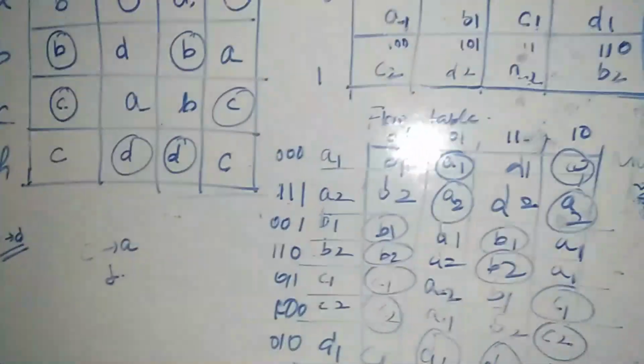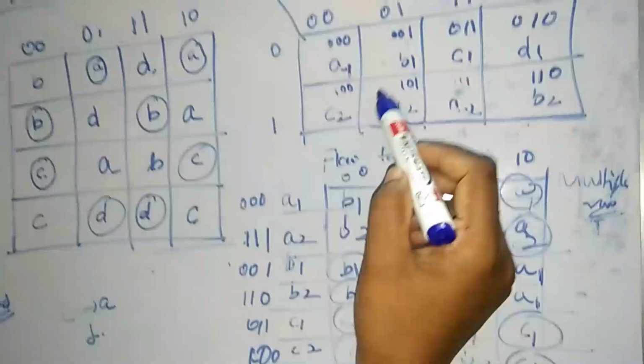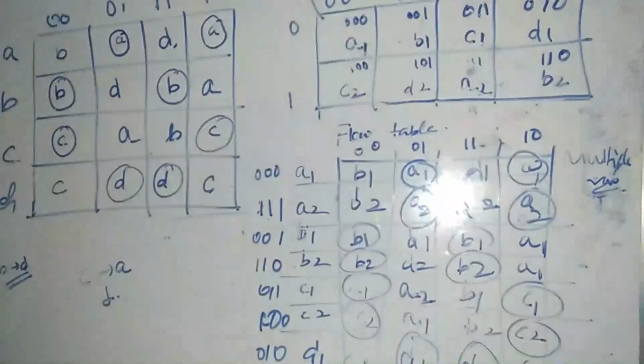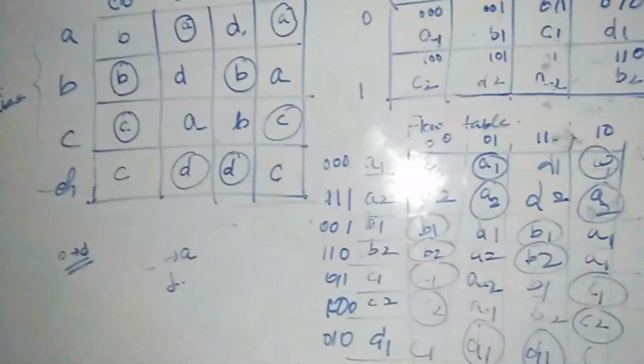The multiple row method is easy when compared to the shared row method, but the only drawback is that here you have 8 states, which is a greater number of states when compared to the previous shared row method. Dear students, hope you have understood how to eliminate the race by using the shared row method and the multiple row method. Thank you, dear students.